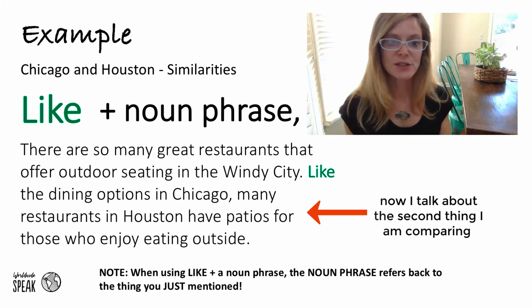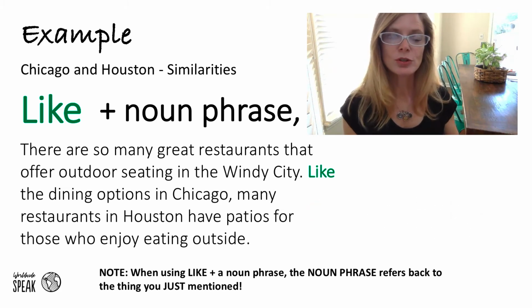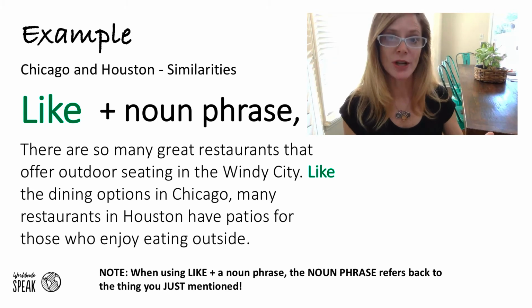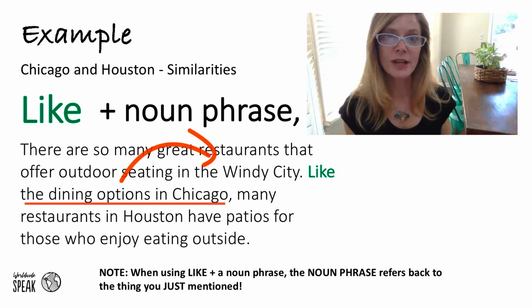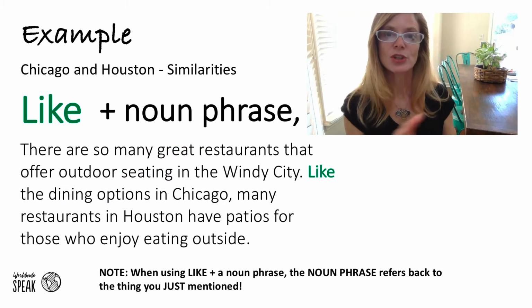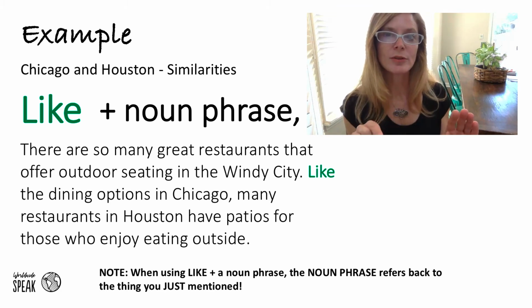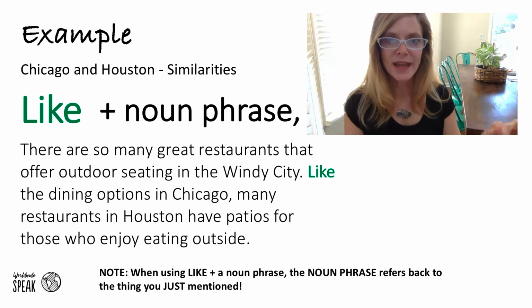Like I just said, it's important to note that when you use like plus a noun or noun phrase, the noun phrase refers back to the thing you just mentioned. You're going to talk about Chicago, and then you're going to use the word like, talk about what you were comparing in Chicago, put a comma, and then you begin talking about the second thing that you're comparing.